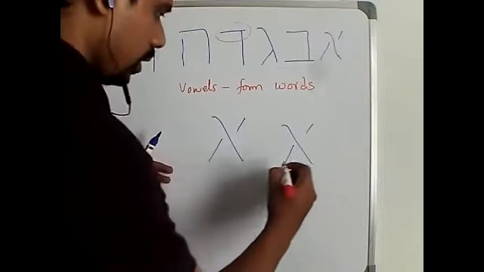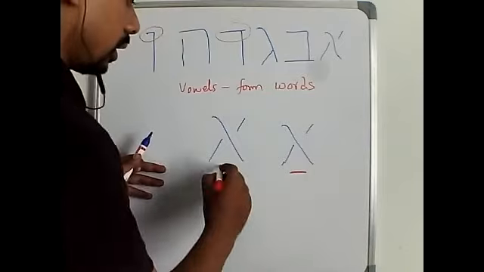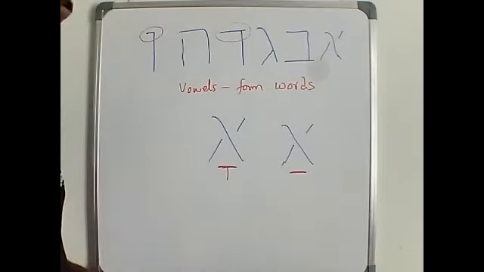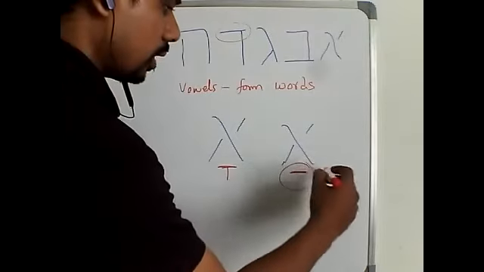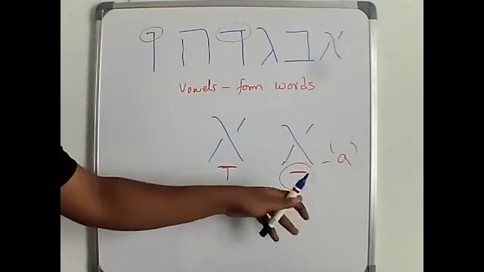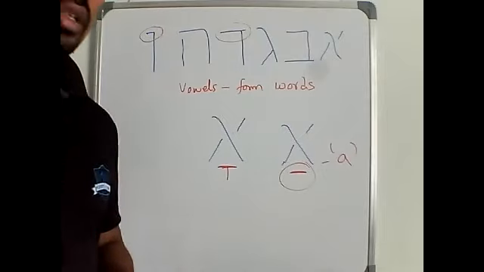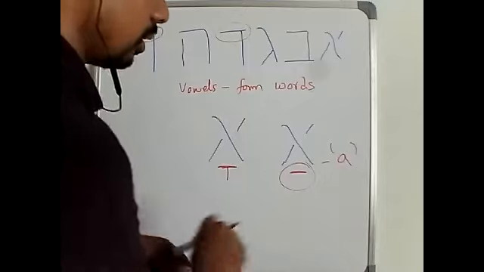Now the first vowel is a small underline like this. The second vowel is like a small T. The sound of this vowel is A. This vowel is called patak. I'm not going to tell you to understand all those things, just keep that in mind.